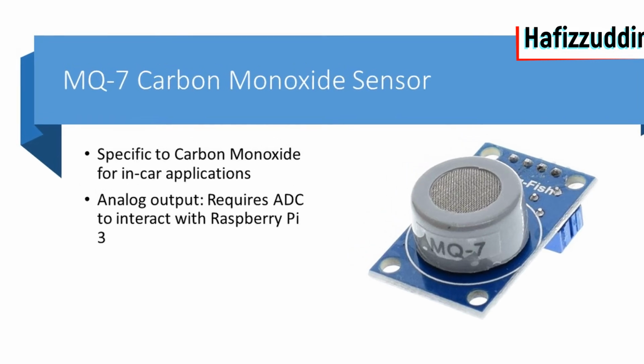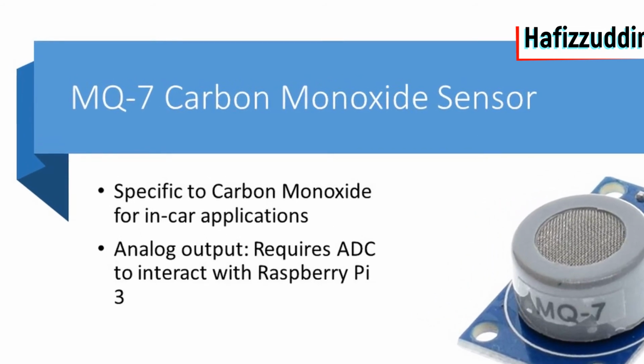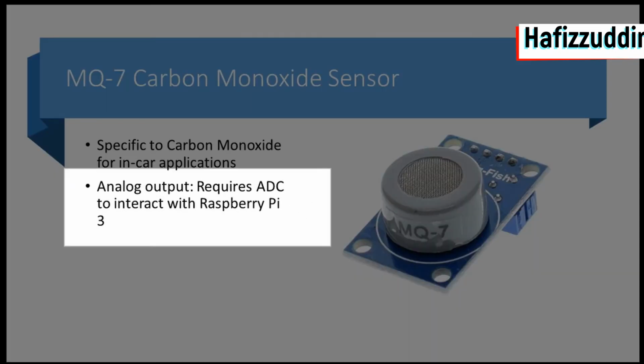The objective of our device is to detect carbon monoxide for carbon monoxide poisoning. So the sensor for that purpose is the MQ7 carbon monoxide specific sensor. This sensor is specific to detecting carbon monoxide and is also made to be used in cars. However, the MQ7 has an analog output, which requires an ADC for the Raspberry Pi to interact with.